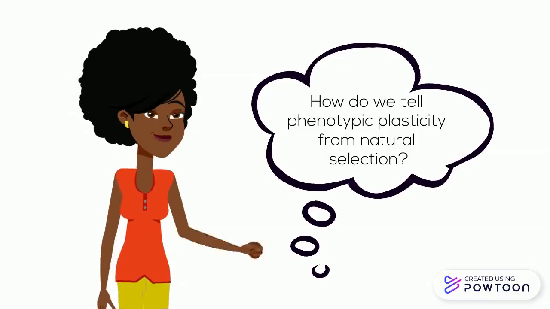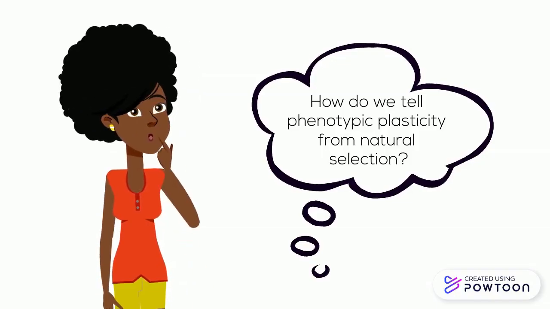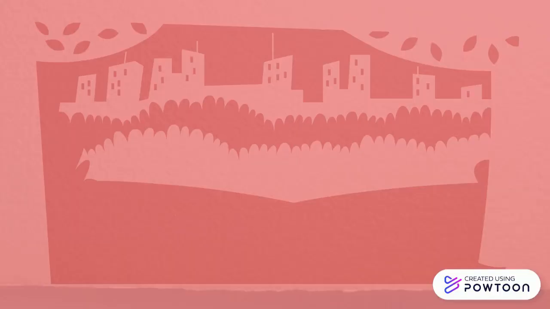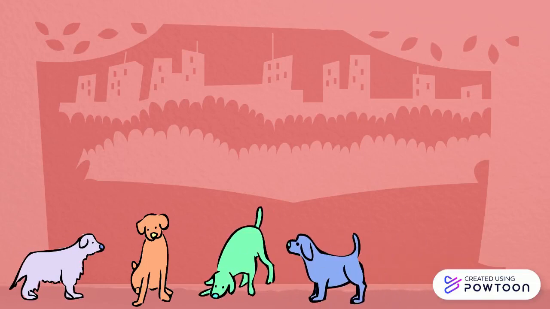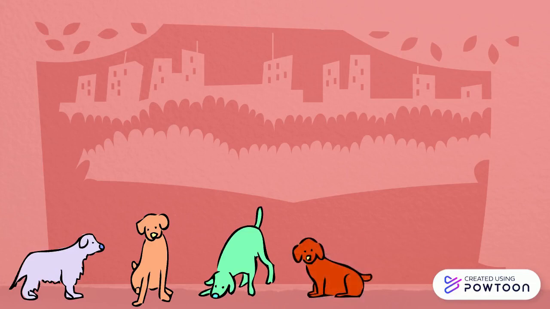But how do we tell phenotypic plasticity from natural selection? Say you do an experiment to explain this difference. You gather several species of dogs of different colored fur phenotypes in a neutral environment. Like this red environment we put our imaginary dogs in this made-up scenario. Over time, some of the dogs may change their phenotype according to the environment.